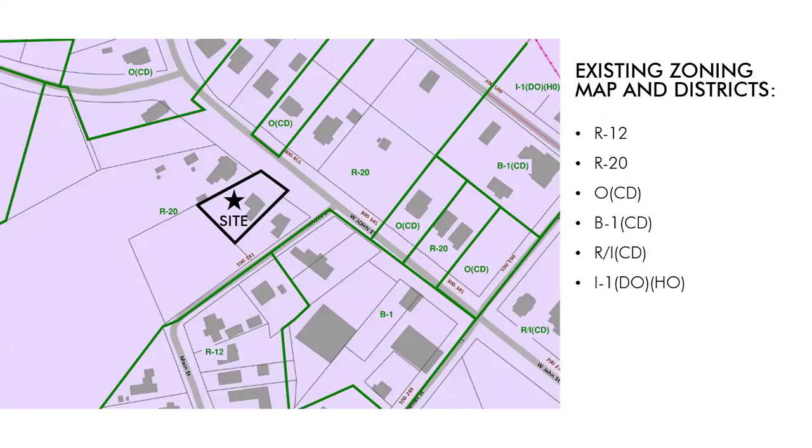Here's an existing zoning map and zoning districts. Again, the site is zoned R20 residential. In the area, there's also several properties zoned office conditional, which we're requesting to rezone this site to. You can see the Matthews Help Center is zoned B1 conditional. There's also an RI conditional and I1 to the northeast of the site. And this property is within the downtown overlay.